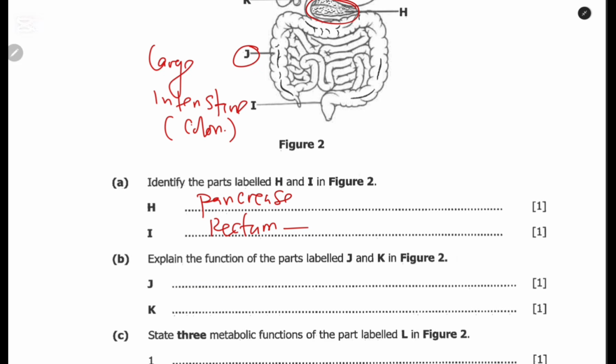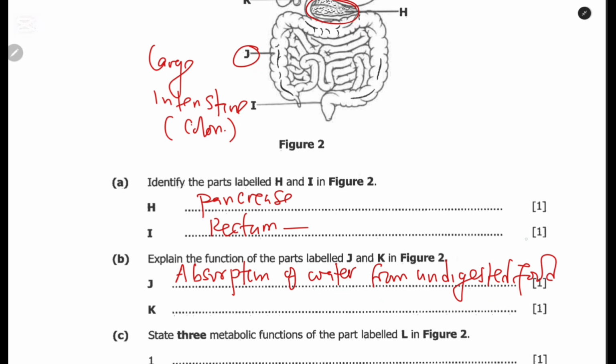Explain the function anyway. We are giving the function, not identifying the parts. So, give the function of the large intestine. That is the question. So, the large intestine plays an important role in absorption of water. Okay, absorption of water. From where? From undigested foods or from feces.